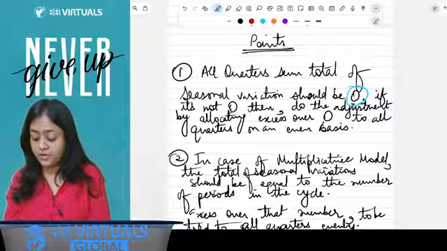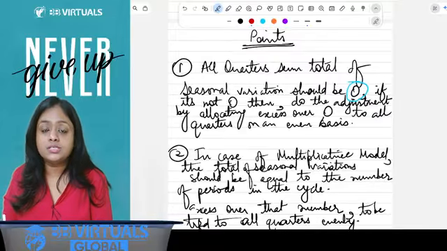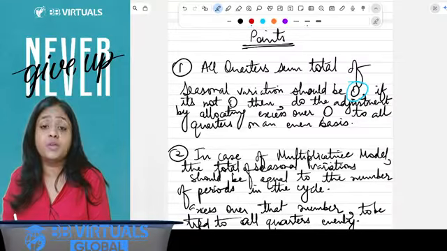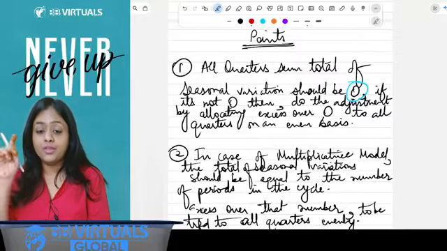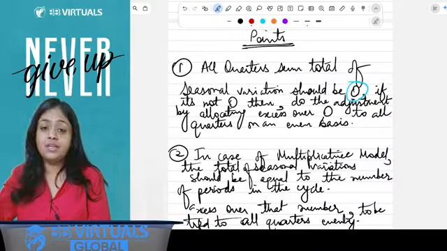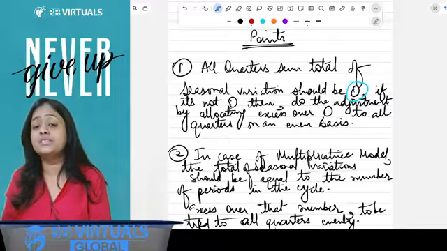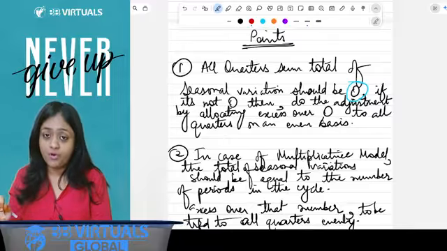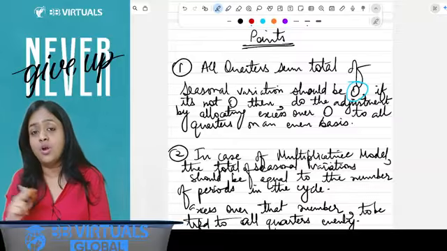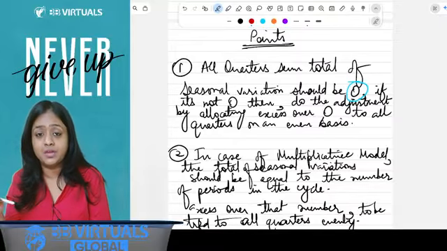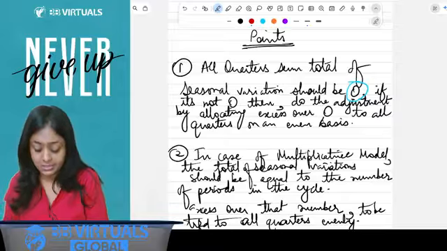Few pointers to note, very important from exam perspective. Number one, the sum total of seasonal variations for all quarters when we follow the additive model should be 0. If it is not 0, then you need to make it 0. Let's say if it is coming plus 4, then you need to reduce 4 and make it 0, and you will adjust it equally in all 4 quarters. That is, in all 4 quarters you will do less 1, less 1, less 1, less 1. Now you will get the adjusted seasonal variation that you will apply on the trend.